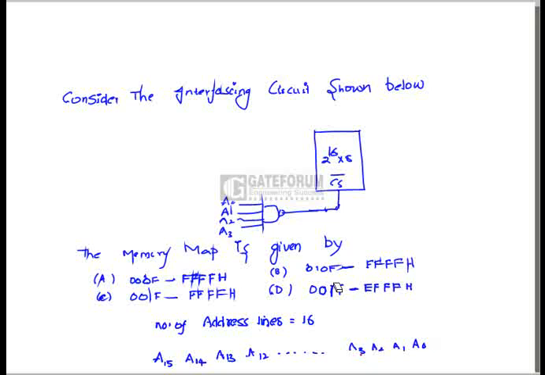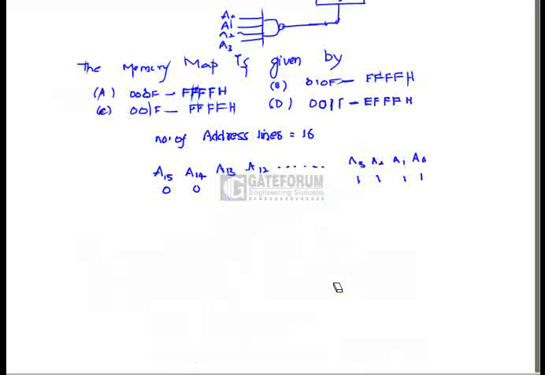In order to enable the memory IC, A3, A2, A1, A0 are always fixed to 1, then only this memory IC is going to be enabled. Then only we can use the memory IC for the remaining address space, which will be decided by the higher order address lines. The range is given like this: A15, A14, A13, A12 varies from 0000 to 1111. The remaining lower order address lines remain as 111.